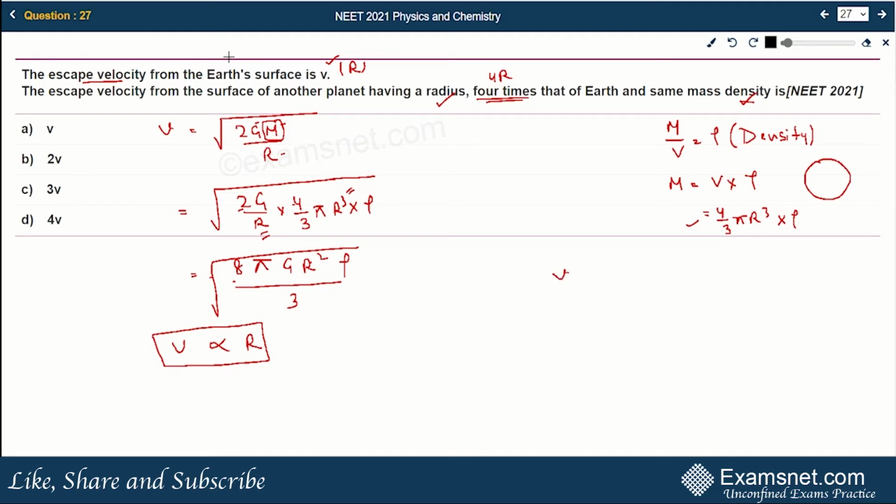Now the escape velocity of the Earth divided by the escape velocity of the planet will be equal to the radius of the Earth divided by the radius of the planet, that is 4 times the radius of the Earth. Here it was given. So what will be the escape velocity of this planet? It will be equal to 4 into the escape velocity of the Earth, right? So option D will be the correct answer here. Got it?